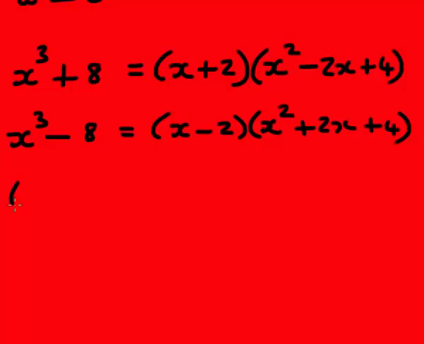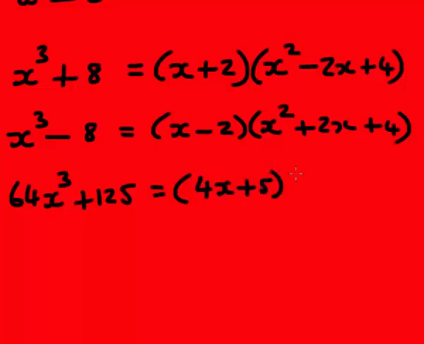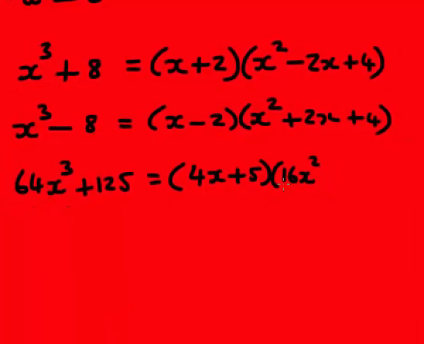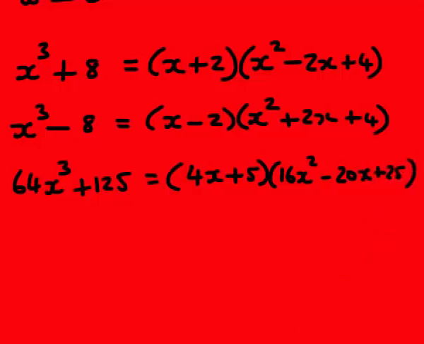Should we try another one quickly? What about 64x cubed plus 125? There's no highest common factor, no inspection method or grouping, so it's a sum of two cubes. The cube root of 64x cubed is 4x, and the cube root of 125 is 5. Now 4x all squared is 16x squared. Then we change the sign, multiply those two, giving me 20x. And then we square the last term, giving us 25, and there you've got your factors.